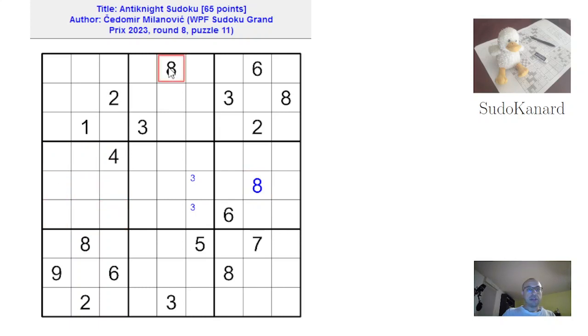That's not so useful, but I'm seeing those 8s, which restrict 8 to those cells, and now 8 can't be here anymore, because this cell sees both this one by the usual column rule and this one by the knight's move, so that's not an 8. And finally, 8 is restricted to those two cells in this area.